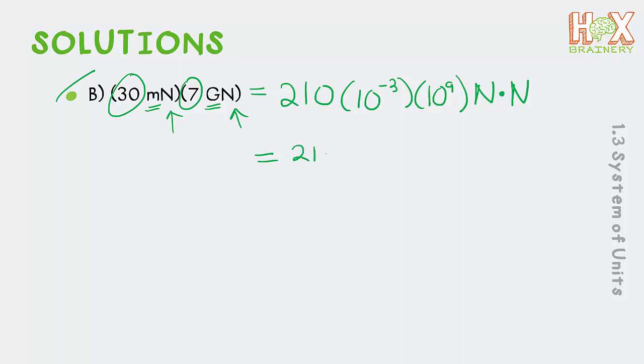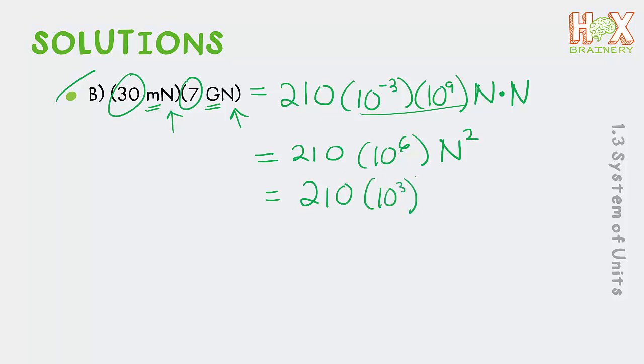So I'm going to write 210. This I'm going to simplify. So this is 10 to the 6th power, and this is newtons squared. So I'm going to go ahead and take 10 to the 6th power and write that as 10 cubed squared. And then I can write this as 210 times 10 cubed newtons, and then all of that squared.